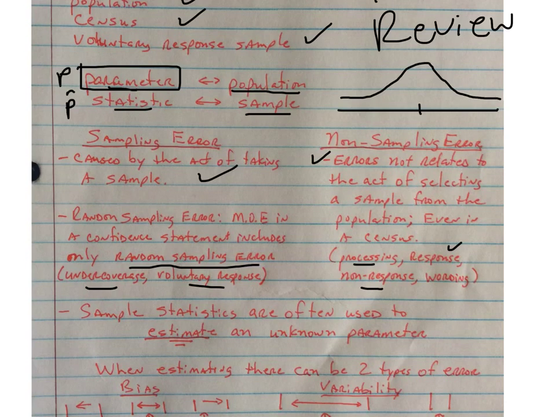Non-response is maybe you fail to get someone to respond. Maybe they don't answer the telephone. Maybe they just walk away. Maybe they just hang up the phone. And also, the wording of the question is also a non-sampling error. Again, these four things are not included in the process of, or the act of taking a sample.